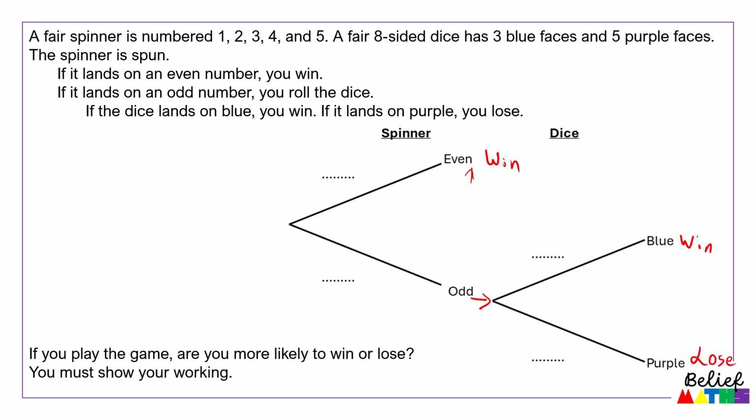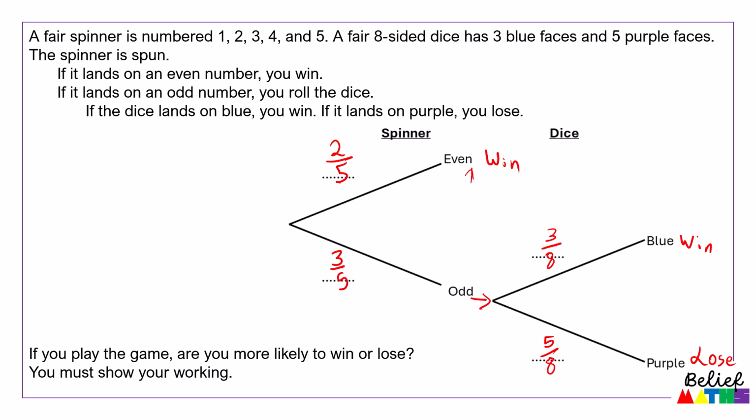So if we work out our probabilities then, for the spinner, the probability it lands on even, well, there's 5 numbers on that spinner. So 5 is the denominator. 2 and 4 are the only even numbers, so that's 2 even and 3 odd. So 2 out of 5 do we get an even number, 3 out of 5 do we get an odd number. Then it says we roll the dice after we get an odd number. The probability of blue, well, there's 3 blue faces and it's an 8-sided dice, or 5 purple faces on an 8-sided dice. So therefore, that's our probability tree drawn.